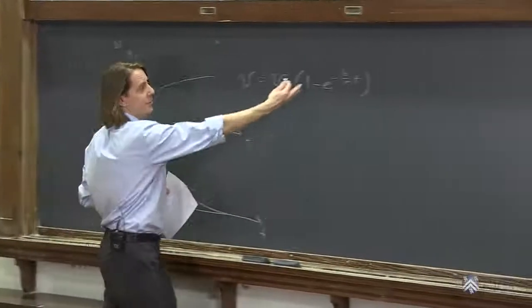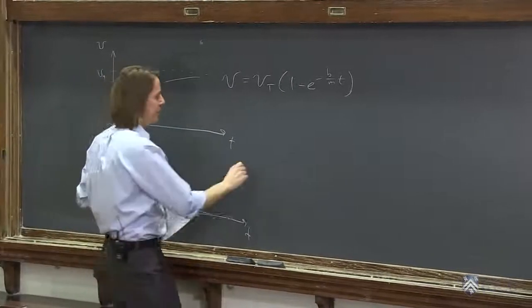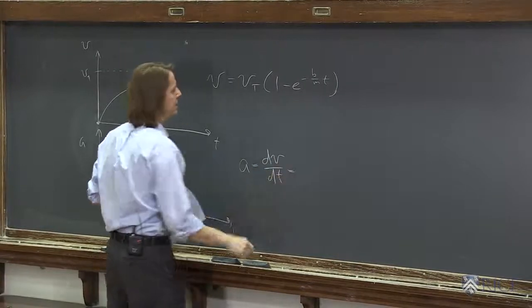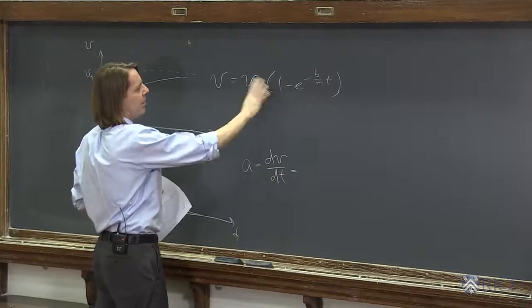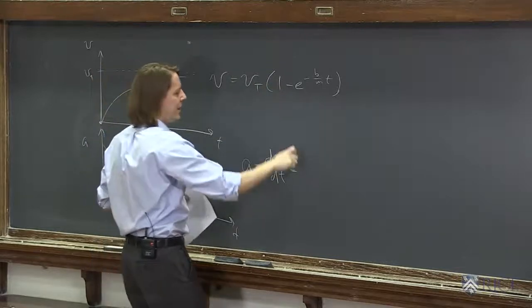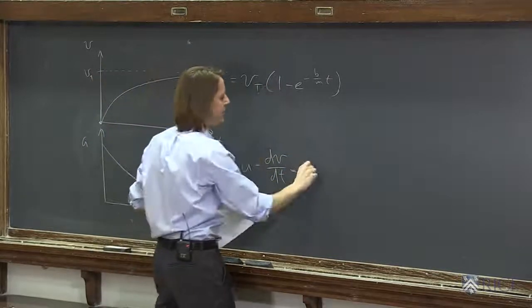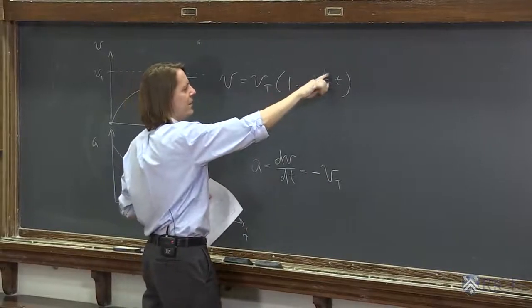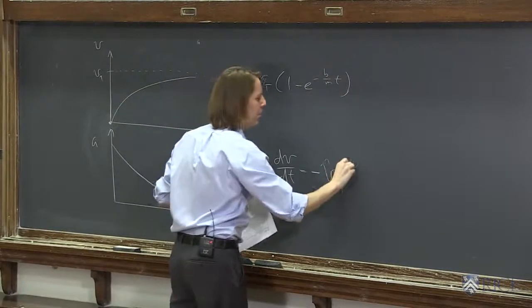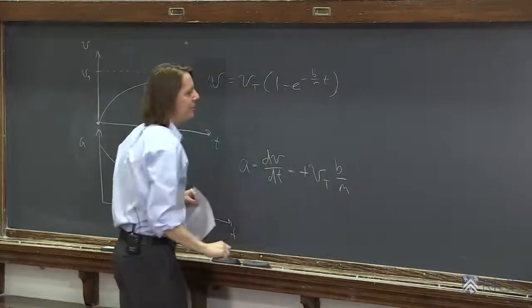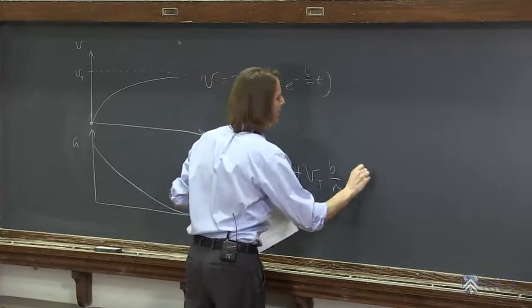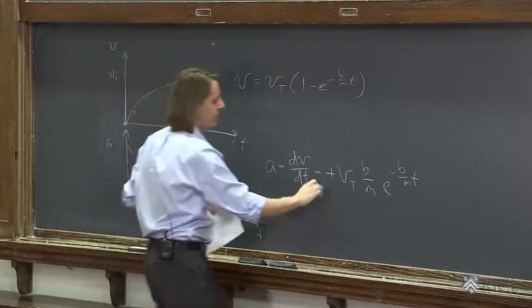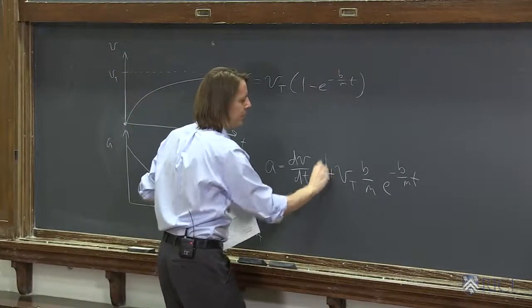We could also see that right here. We could take this time derivative. We could say a is dv dt. This is a constant and a constant. That goes away. So you've got a negative sign here with a vt in front. And this derivative makes you pull out a b over m and a negative, which makes that positive, e to the minus b over mt. Right, so there's your acceleration expression. Right, that's a positive.